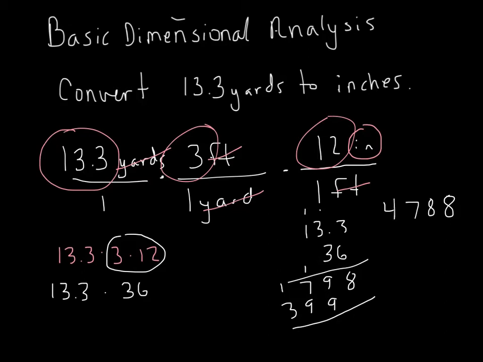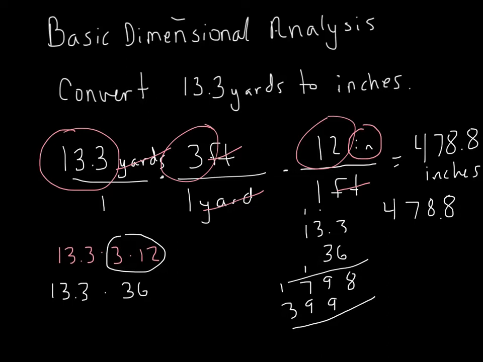But I've got a decimal in there. So that's going to be equivalent to 478.8 inches. So 13.3 yards is 478.8 inches, and I set up my proportions in such a way that would allow the units to cancel.